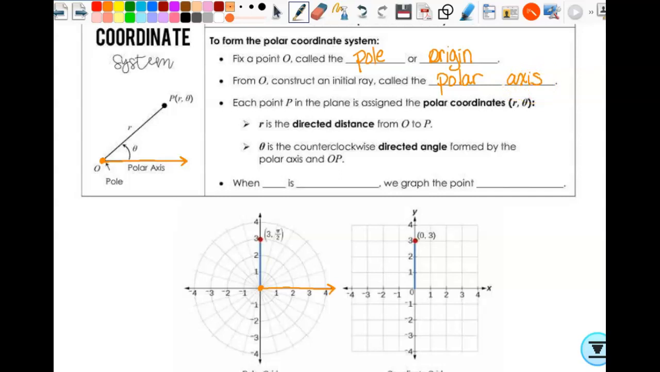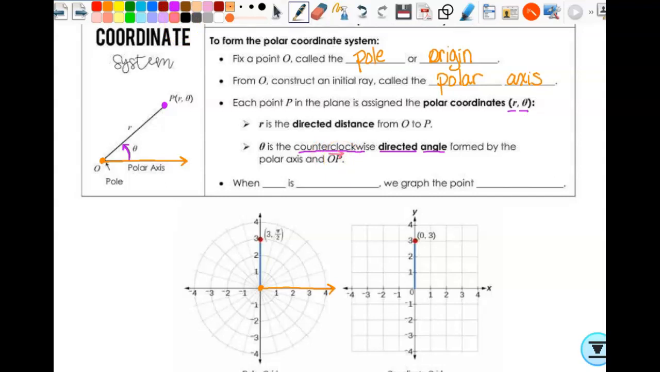So then we have this point P, right? We wouldn't really be graphing the whole segment right there, just the point. The segment's just showing you how far it is. So each point P, so here's our point P, we have polar coordinates. It's r theta instead of xy. R being like the radius. It's the distance the point is from the origin or from the pole, and then theta is the angle. So r is the directed distance from O to P, okay, so it's like the radius. And then theta is the counterclockwise directed angle. It's what you're graphing, formed by the polar axis and OP. But OP should have a ray above it because it is a ray.